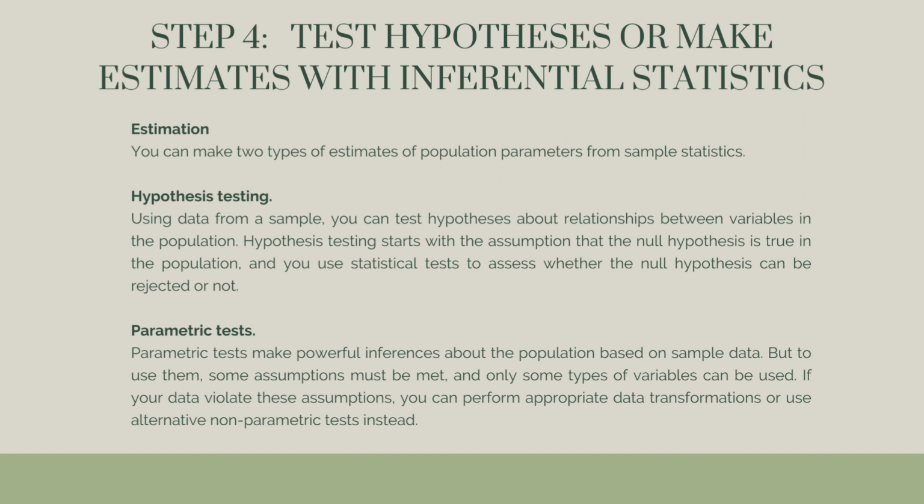The only parametric correlation test is Pearson's r. The correlation coefficient, r, tells you the strength of a linear relationship between two quantitative variables. However, to test whether the correlation in the sample is strong enough to be important in the population, you also need to perform a significance test of the correlation coefficient, usually a t-test, to obtain a p-value. This test uses your sample size to calculate how much the correlation coefficient differs from zero in the population.